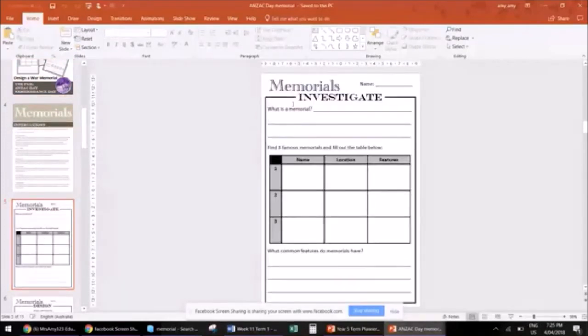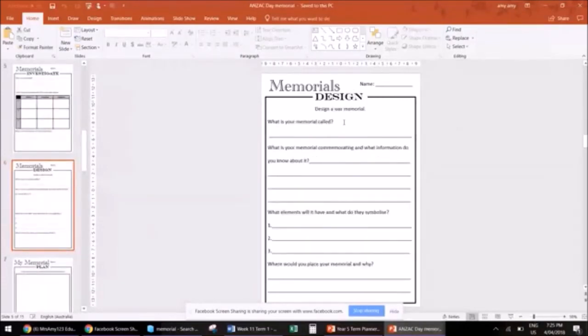So what they're going to do is they're going to investigate what is a memorial. They're going to research 3 famous memorials, probably to do with Anzac Day. And then they're going to fill out the location and features, and then basically decide what are the common features that they all have. Then they're going to come along and start to design their own. So they have to pick what certain thing they're going to commemorate, whether it's a particular group that fought in the war or a particular war or particular event. They're going to put that down, find out what it was all about, find out some elements that they want to symbolize within their memorial.